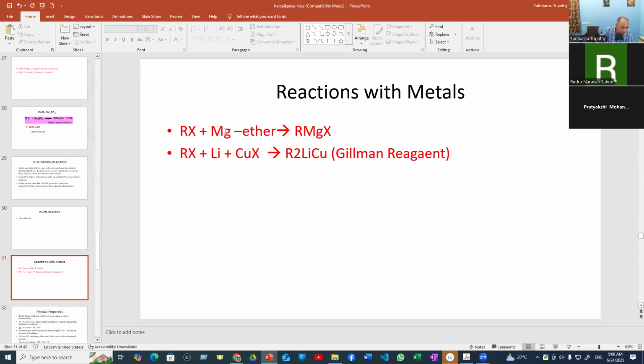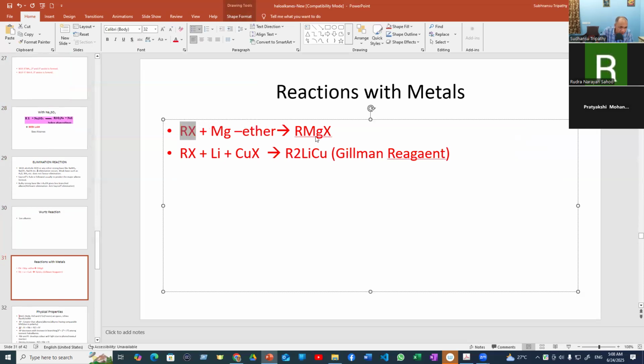You can write one more point: alkyl halides are taken to produce Grignard reagent. RX plus magnesium in ether medium will give you RMgX. Also produce Gilman reagent. RX with lithium and cuprous halide will give you dialkyl lithium cuprate, where there is a considerable carbanionic character, delta minus, in the alkyl group. Ultimately, it will attack as a nucleophile, R minus.